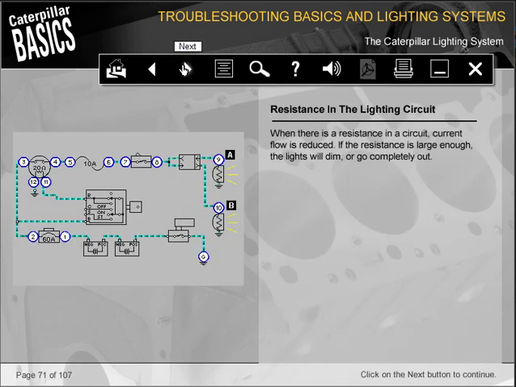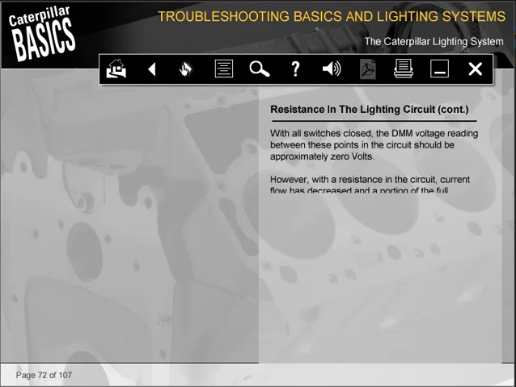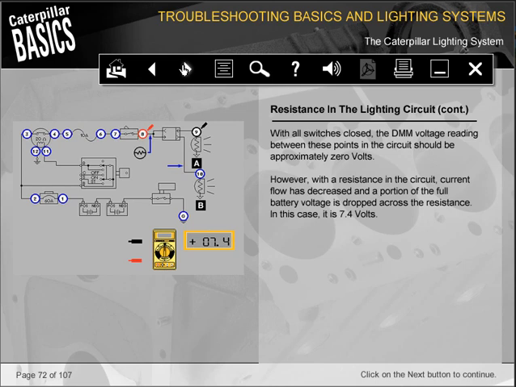When there is a resistance in a circuit, current flow is reduced. If the resistance is large enough, the lights will dim or go completely out. With all switches closed, the DMM voltage reading between these points in the circuit should be approximately 0 volts. However, with the resistance in the circuit, current flow has decreased and a portion of the full battery voltage is dropped across the resistance. In this case, it is 7.4 volts.